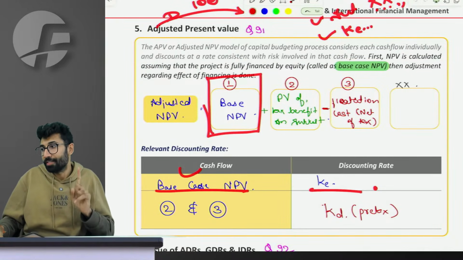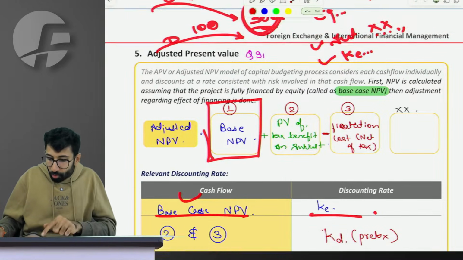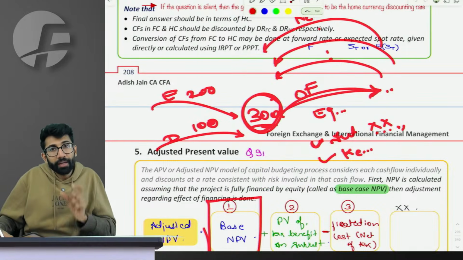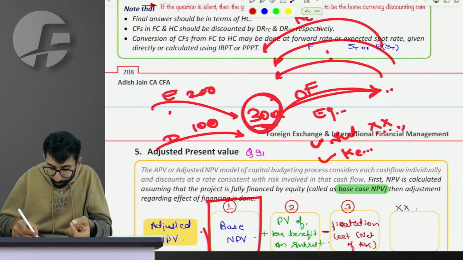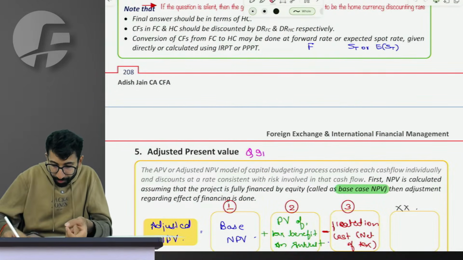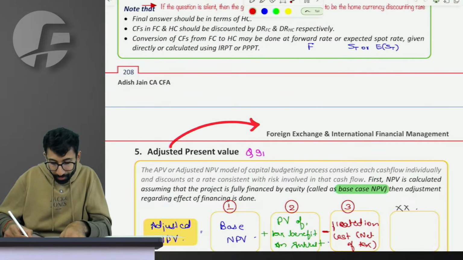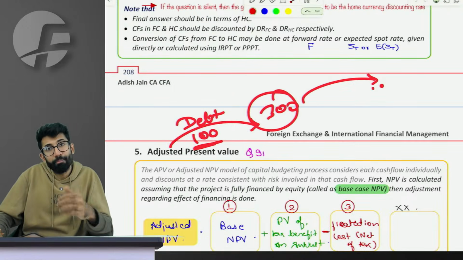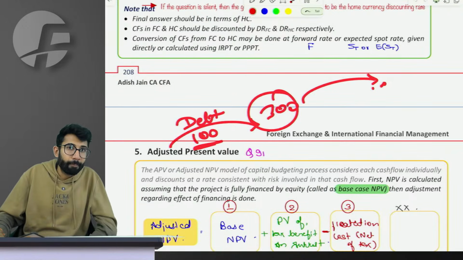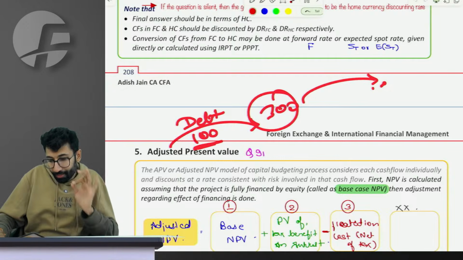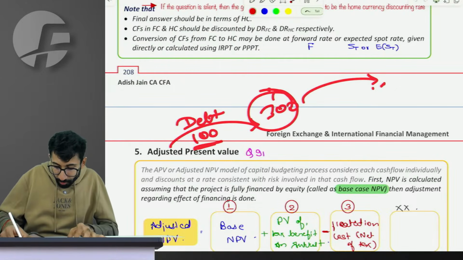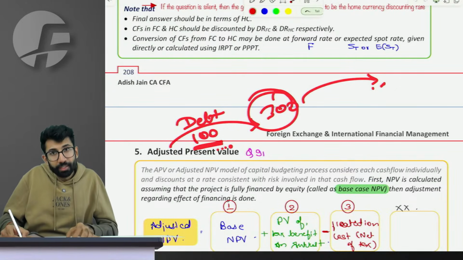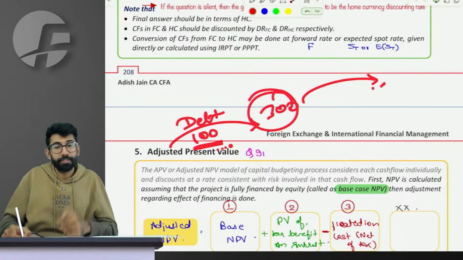Discounting rate KE, base case NPV. Now, you figure out that rather than equity, if the amount of rupee 100 is raised by way of debt, on this rupee 100, if raised by debt, what will be the impact on my NPV? The impact is that on this 100 rupee, I will have to pay interest.